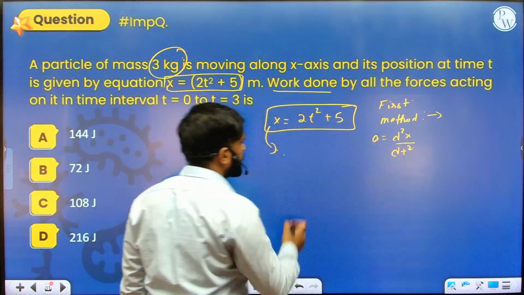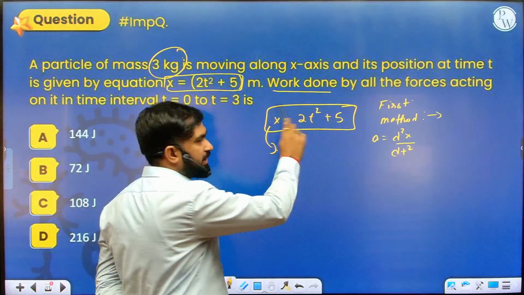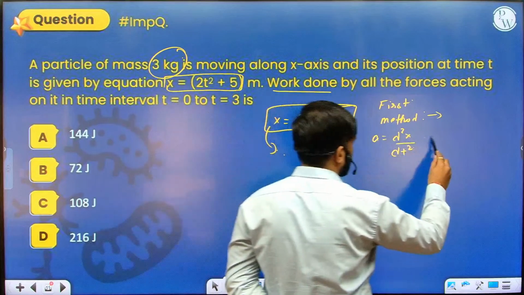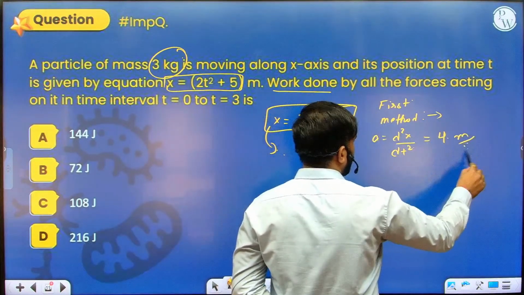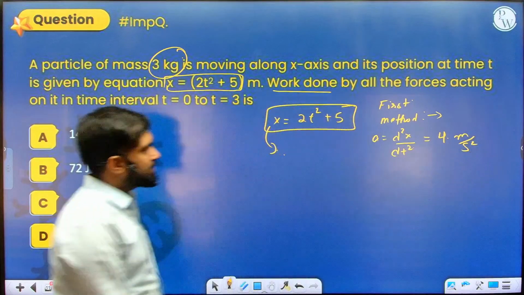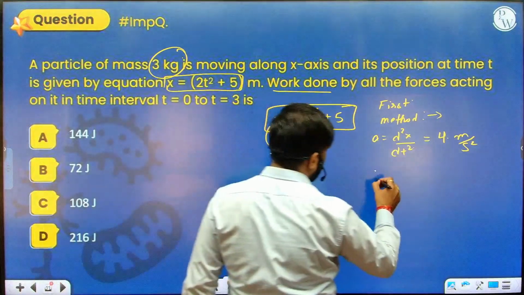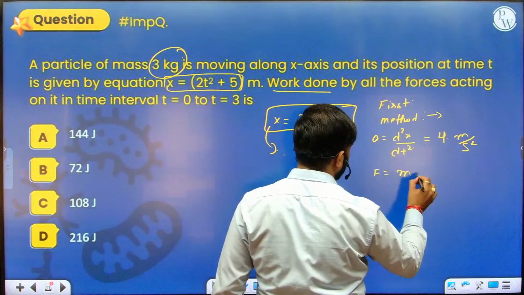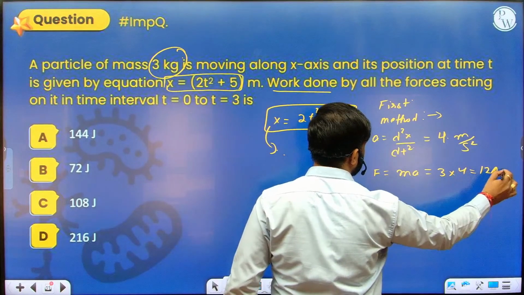Double differentiation. If I differentiate it once, I'll get 4t. If I differentiate it twice, I'll get 4. The acceleration shall be 4 meter per second square. That's it, I got the acceleration. Using the mass, I get the force, and the force is coming out to be a constant one. So 3 into 4, 12 newtons.